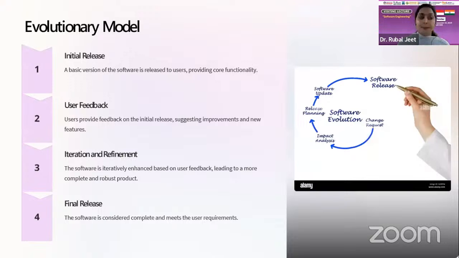Then the evolutionary model, that means the initial release. This means the incremental release of a basic version provides the functionality of the code. The user feedback is there. The alternative and refinement is also there. Then the process will lead to completion with the robustness of the project. The final release is also there. This considers the project complete and meeting the user requirements, which is really important.